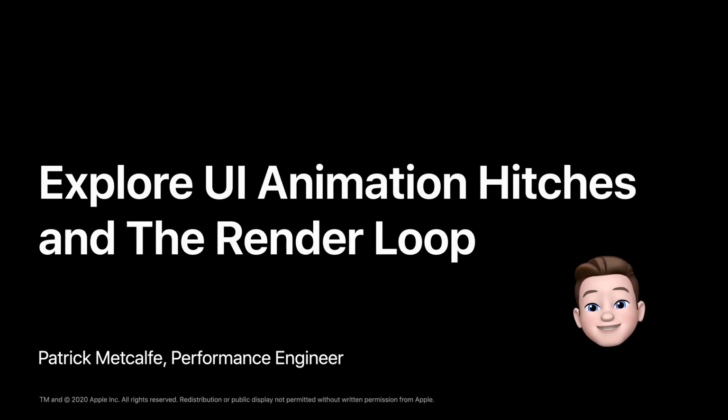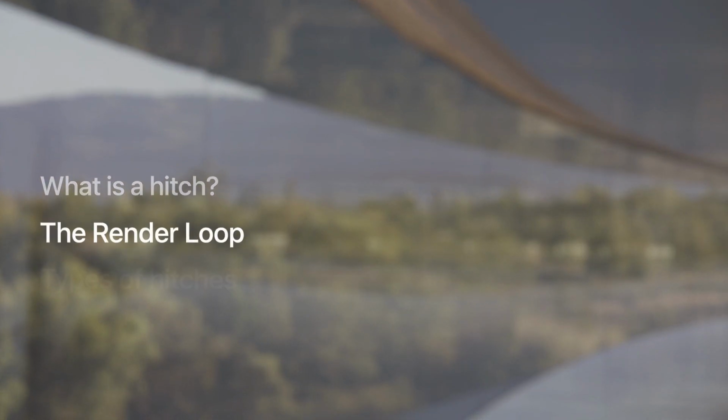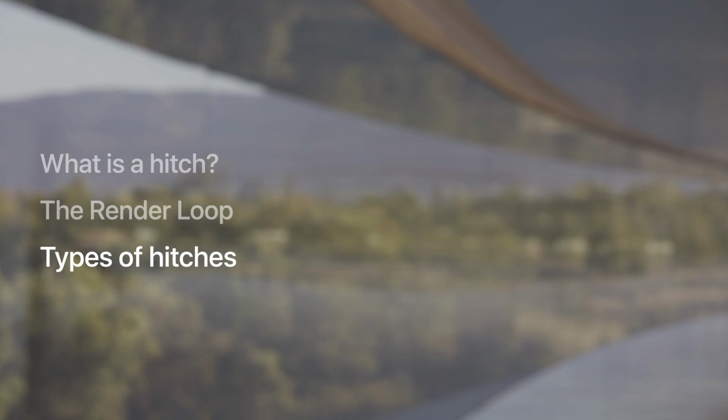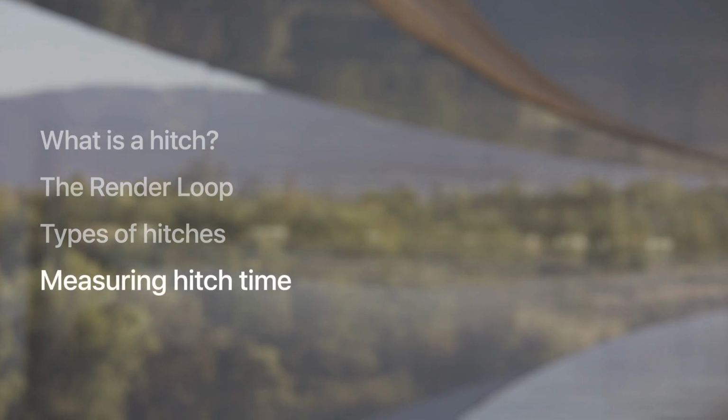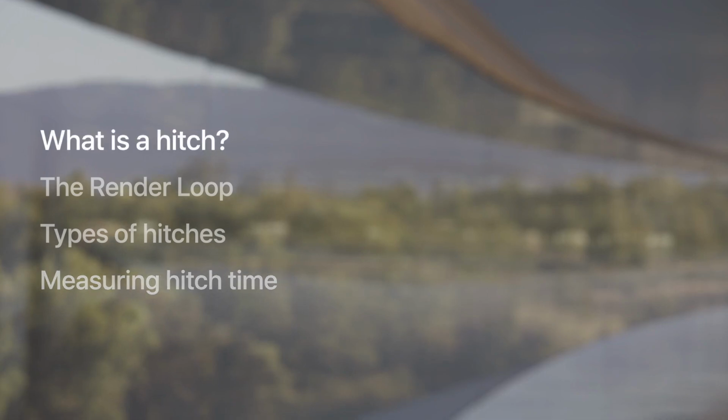Today, we'll be discussing scrolling and animation hitches in your apps, and look at the render loop in detail. First, we'll get a general sense of what is a hitch. Then, we'll discuss the render loop and the different types of hitches that can happen. Finally, we'll discuss how to measure hitches. So first, what is a hitch?